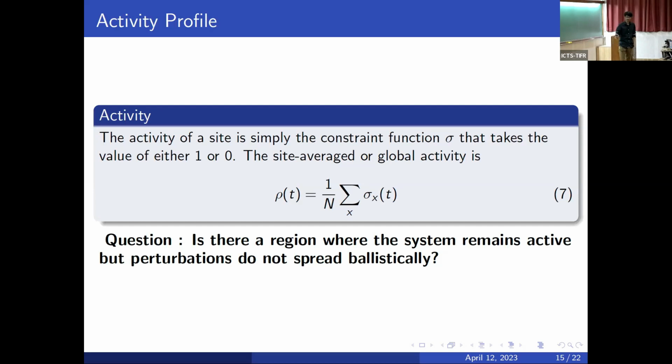Finally, we just look at the activity of the system as a whole, because the activity lets us know whether the system is conducive to dynamics happening in the first place. So the global activity is simply defined as the site average constraint function. And the question is, is there a region where the system remains active? That is, the activity of the system is saturated to a finite value, but the light cone shows that the perturbations no longer spread linearly.